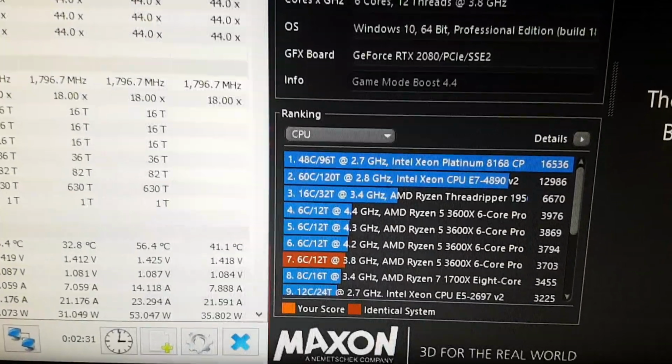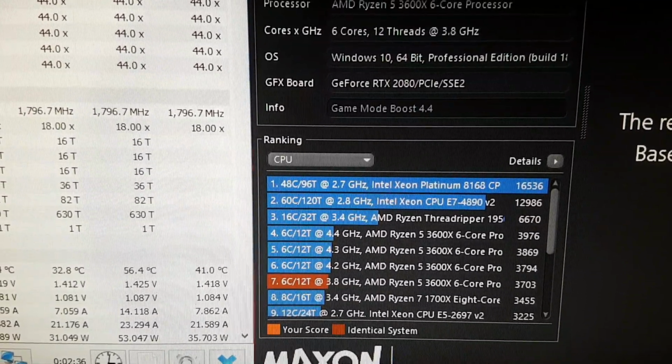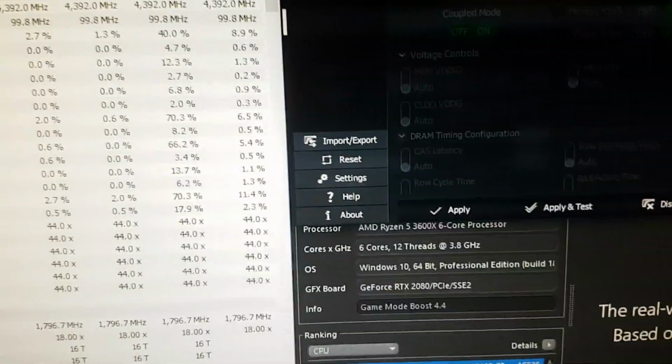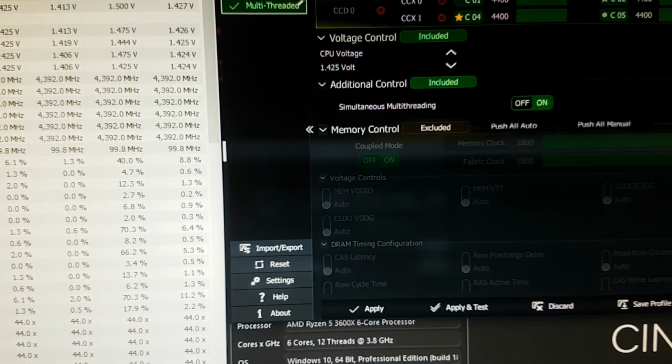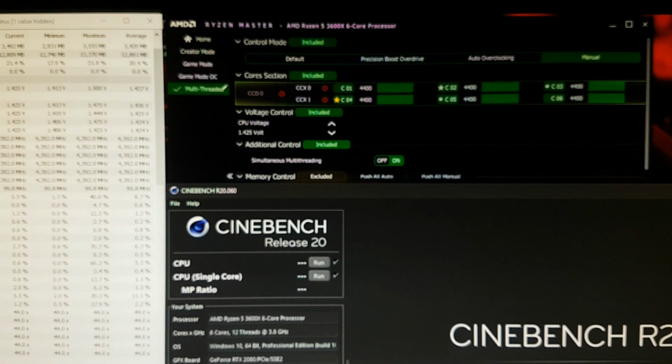So at stock, I usually get about 3,700, but 4.4 gets about 3,900. It's not much more, but I suppose it's worth it in a game. Okay, let's test Cinebench now at 4.4. See what happens to the figures.